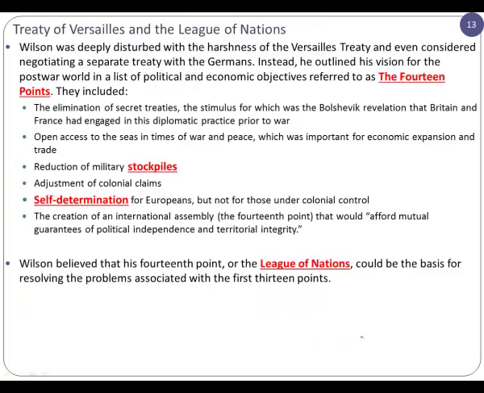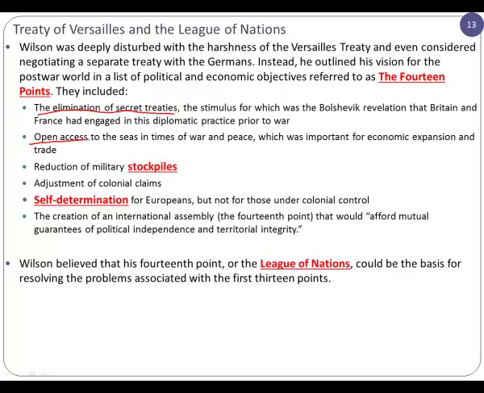Now, this is where Wilson kind of drops the ball. We're doing great as a leader, as a president, and as an ally. But this is where it just kind of dies. The 14 points. Now, highlights within elimination of secret treaties. All international agreements must be known. Because it's the preservation of democracy in the free world. Yeah, I know. Interesting.